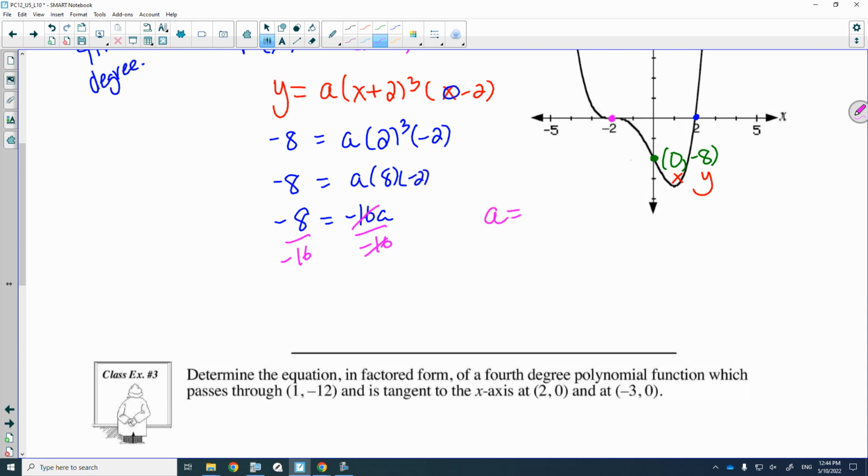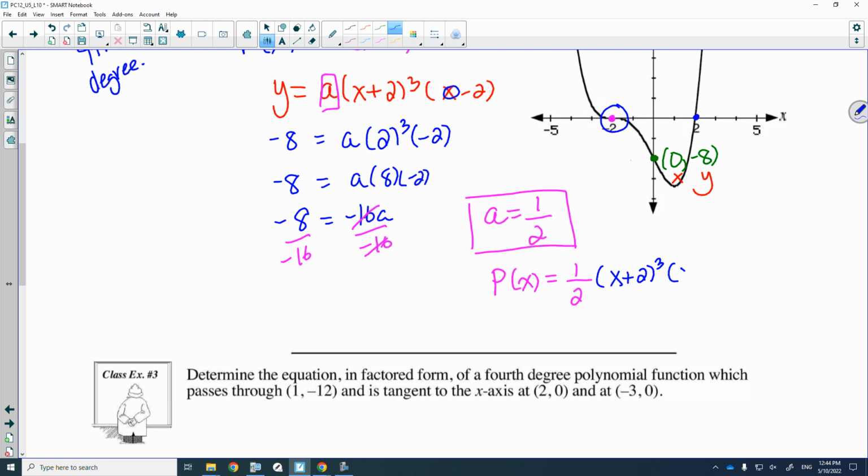And you have your a value, which is 8 over 16, which would reduce to 1/2. Okay, so that's our a value. So the equation of my polynomial function is the a value is 1/2, and it's positive, which I needed. Then I have a factor of x plus 2 cubed, and I've got a factor of x minus 2. That was a multiplicity of 1. And remember, I'm just going to check again. 3 plus 1 is 4. So it's a fourth degree positive lead coefficient. And we've got an a value.